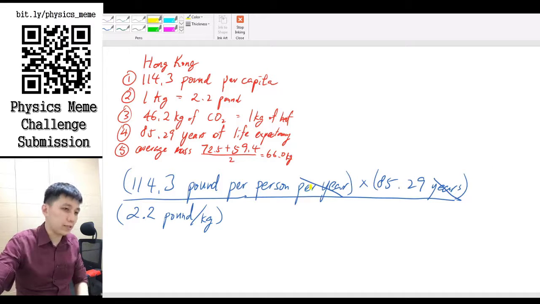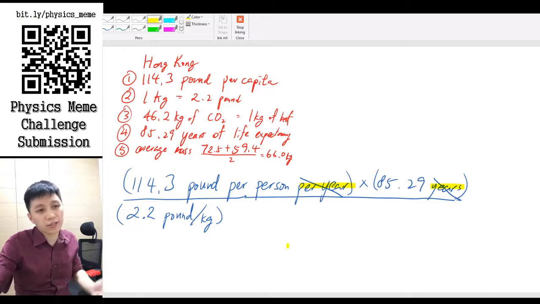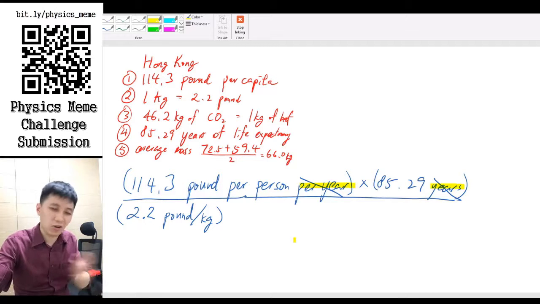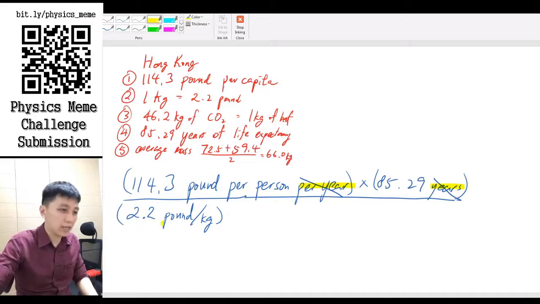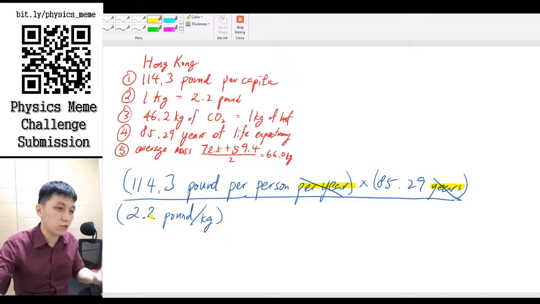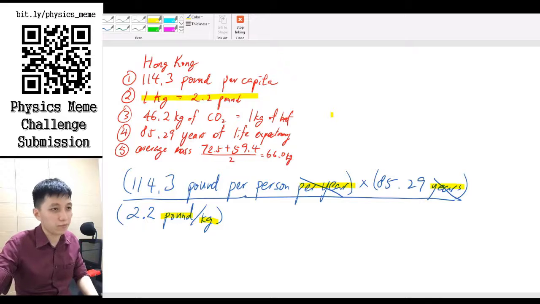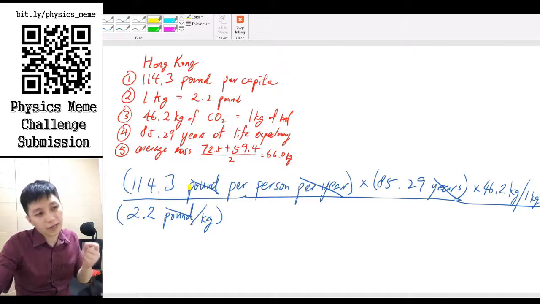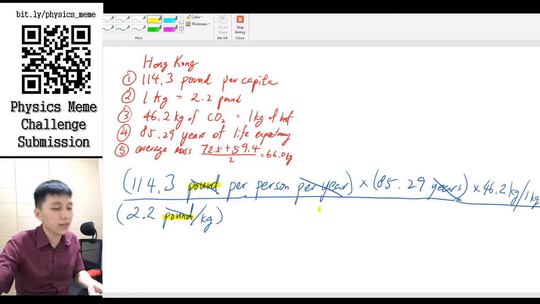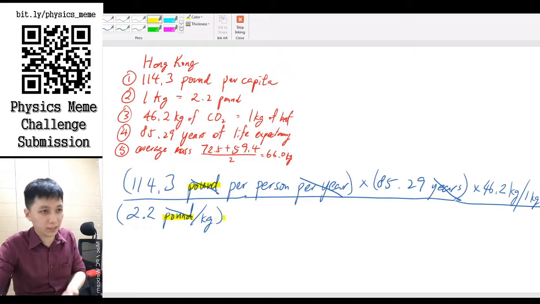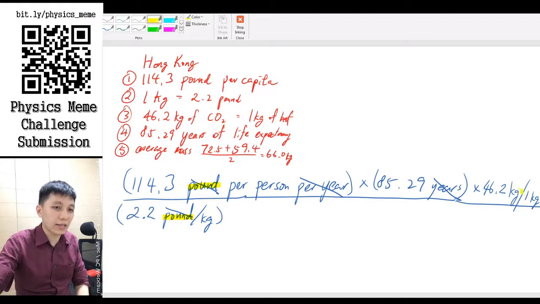What you can do first is write down the units: you can find per year here and years here, and you can cancel them out. The next thing I would like to do is convert these, because I really hate seeing non-SI units. So let's change it to kg. By dividing by 2.2, which if you want to express a unit, is 2.2 pounds per kg, because that's what it is from information number 2. Then you can again cancel out the pound at the top and the pound here, leaving you with kg.